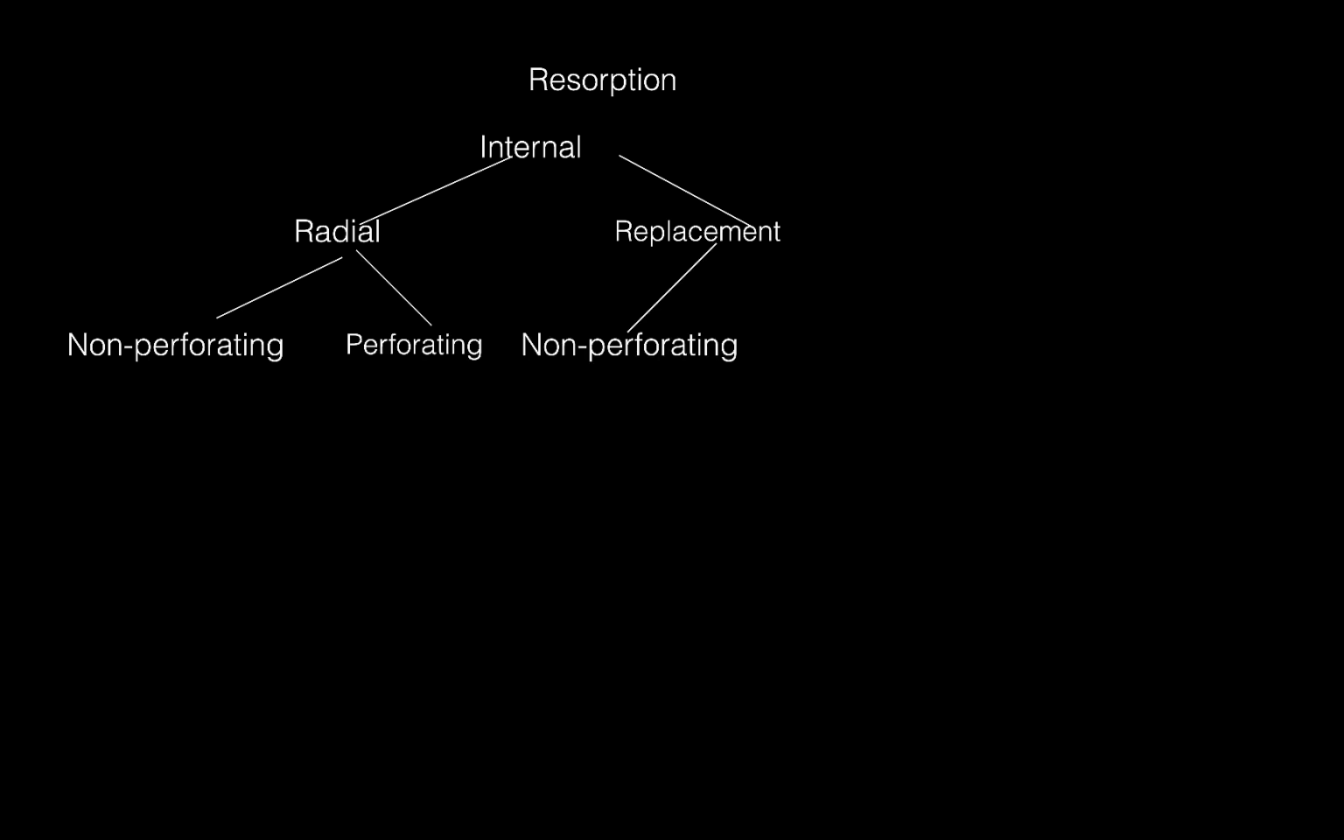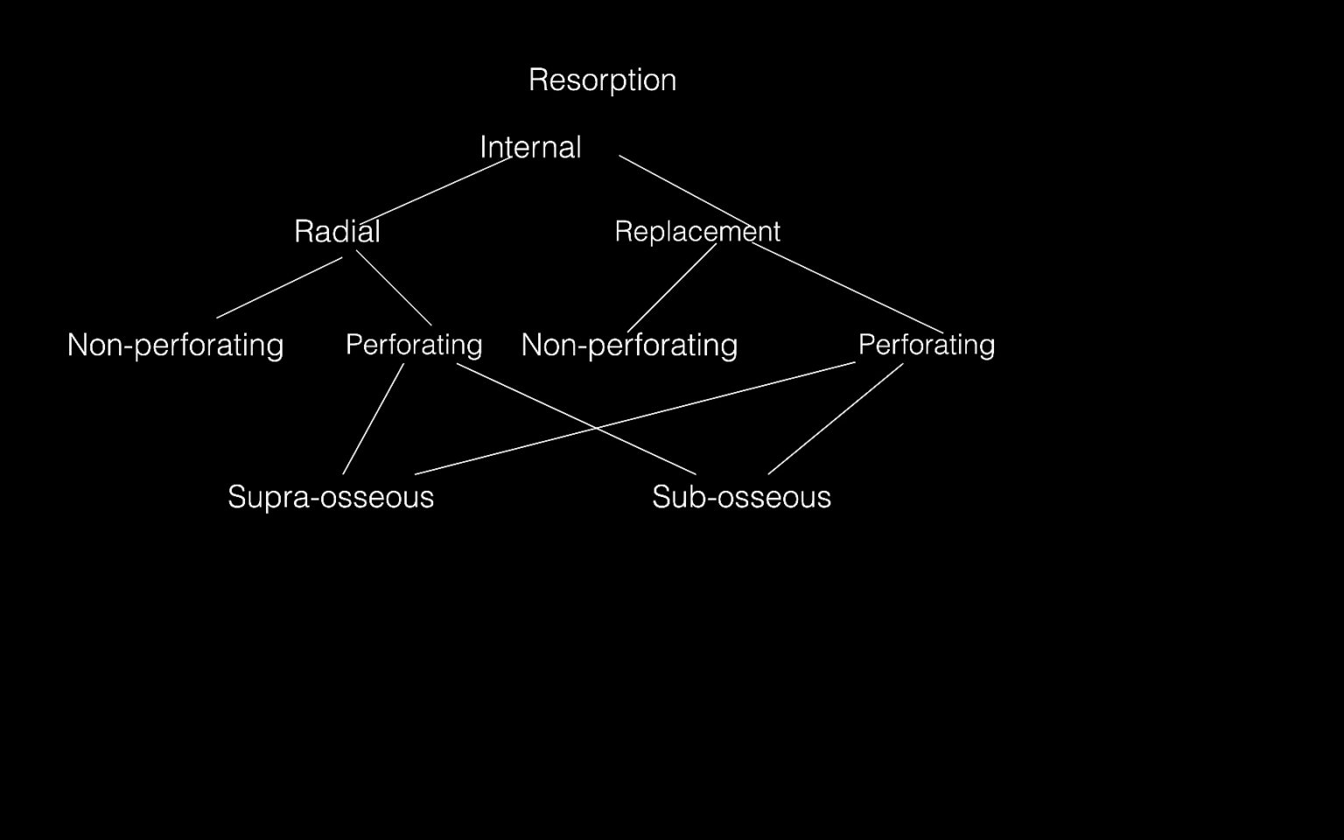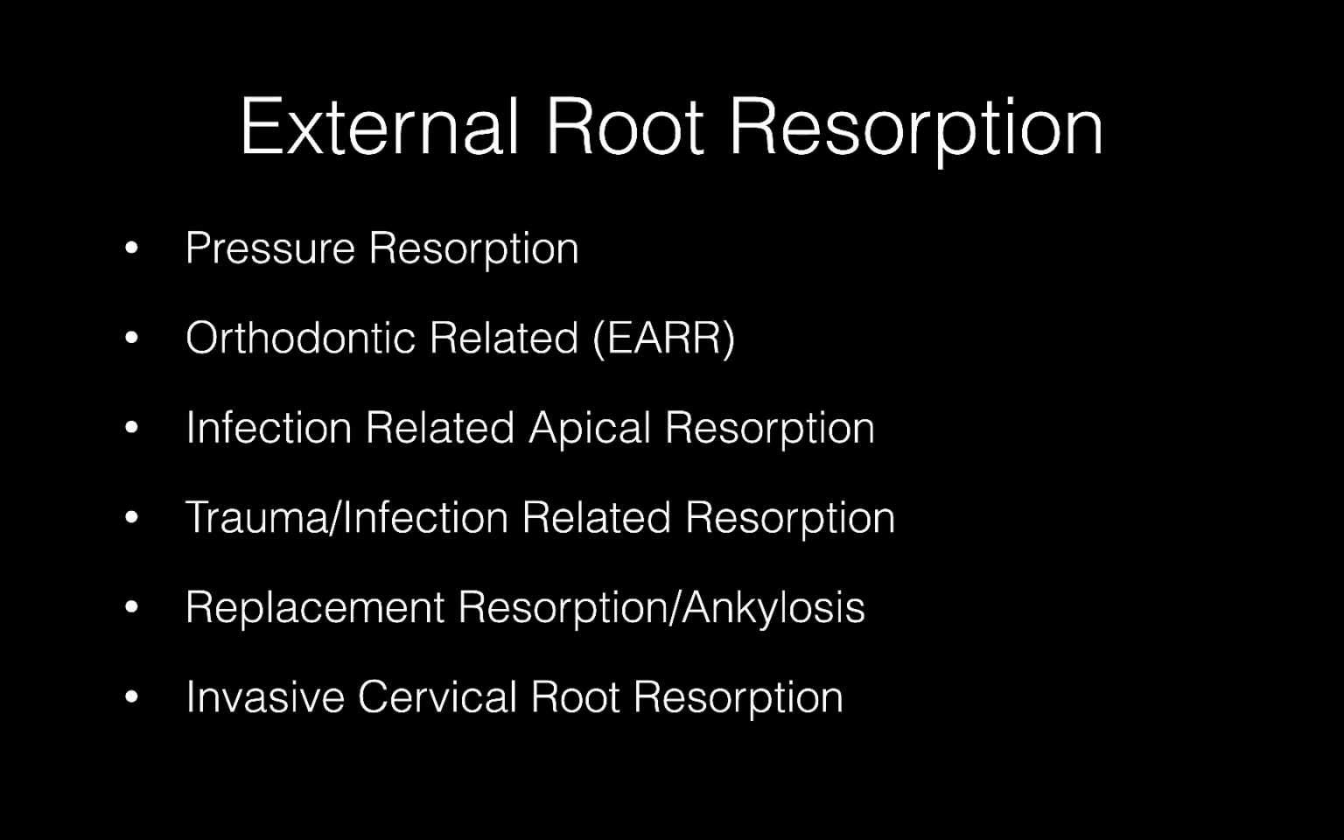And remember, resorption comes in a few different ways, internal and external. Internal is pretty easy. We do the root canal for either of them. External is much more difficult to treat. But what's important, I think, about external root resorption is we have these different entities that we discussed: pressure, orthodontic, infection-related apical resorption, trauma, infection-related, replacement resorption, and ankylosis, invasive cervical.